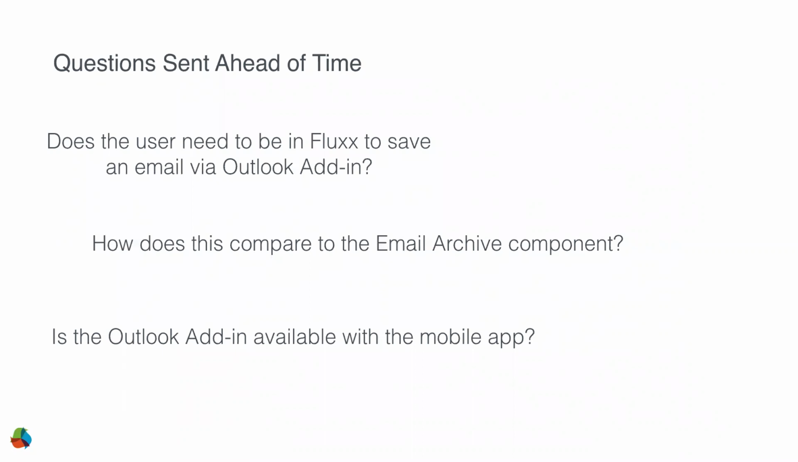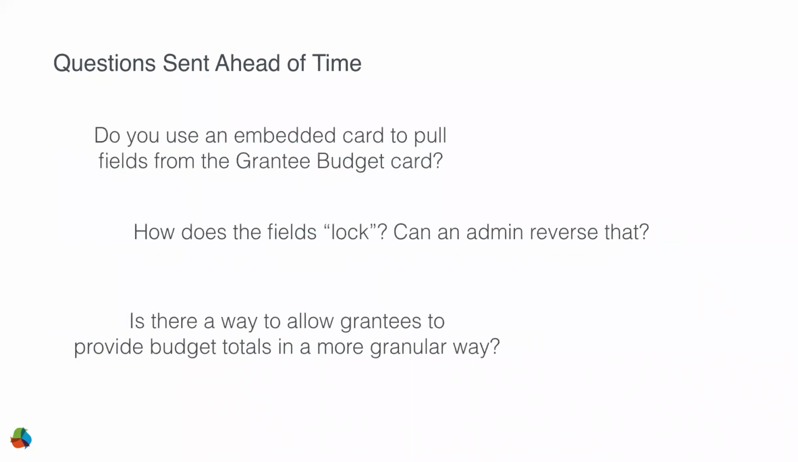Sure. We have a couple more questions that have come in. It looks like around the grantee budget itself. So let's move into those. All right. So we have some here. Do you use an embedded card to pull fields from the grantee budget card? So Kevin, can you help us out with that one?